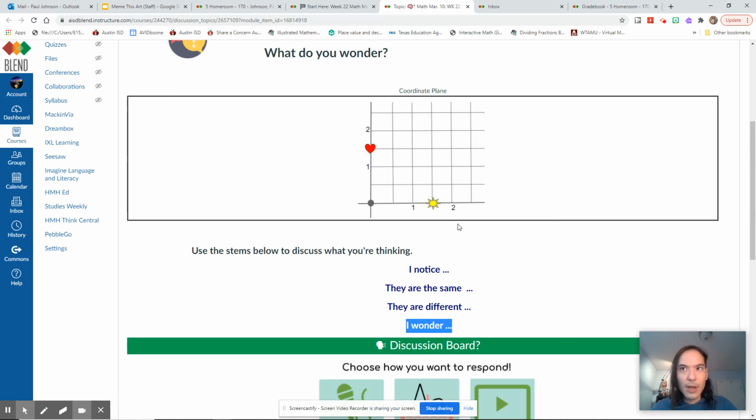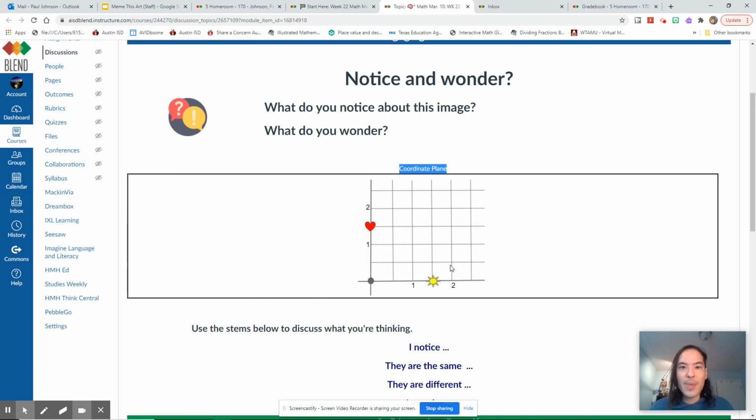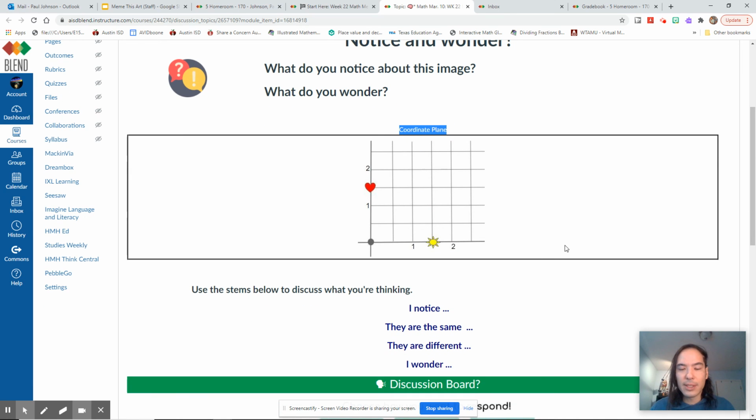So, basically, I just ran through the 4 sentence stems. So, if you need help writing the 4 sentence stems or talking about the 4 sentence stems, rewatch the last 2 minutes of the video. That will help you get to where you need to be. And remember, we are studying quadrant one of the coordinate plane. 0, 0 is the origin. The horizontal axis is x. The vertical axis is y. Those are the main points for a lot of the stuff that you're doing this week.